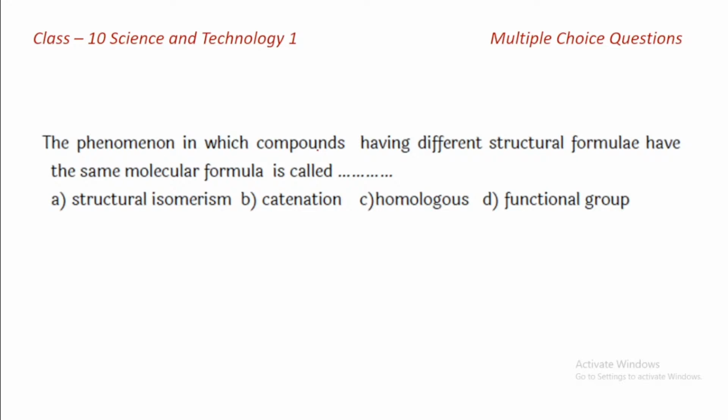The phenomenon in which compounds having different structural formulae have the same molecular formula is called dot dot. Option A is structural isomerism, option B catenation, option C homologous, and option D functional group. So the correct answer for this question is option A, structural isomerism. That is, the phenomenon in which compounds having different structural formulae have the same molecular formula is called structural isomerism.